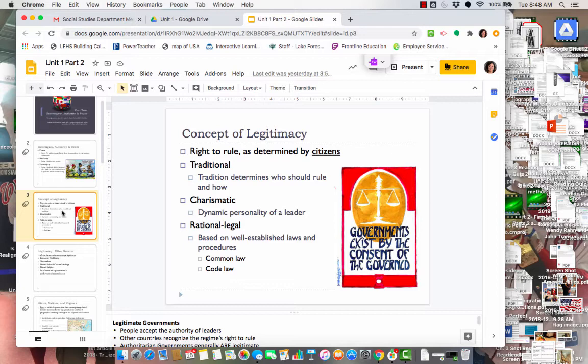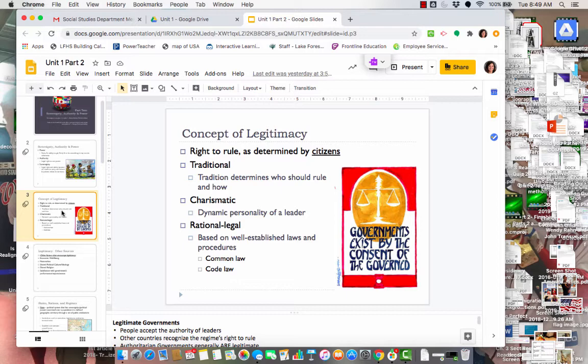Vicente Fox of Mexico, people who are extremely good talkers and can hold a crowd. So that would be charismatic legitimacy. And then rational legal, this is based on well-established laws and procedures. So rational legal legitimacy is when your government's legitimacy comes from laws.